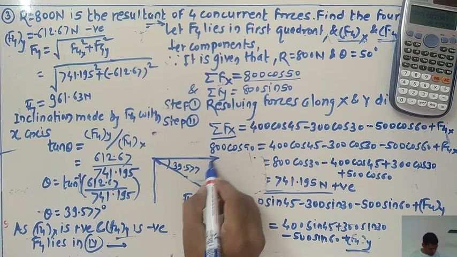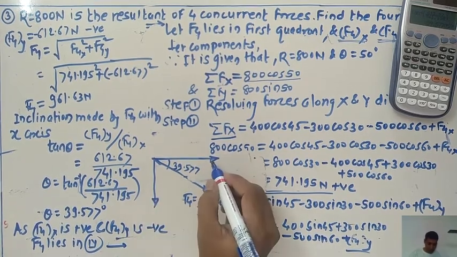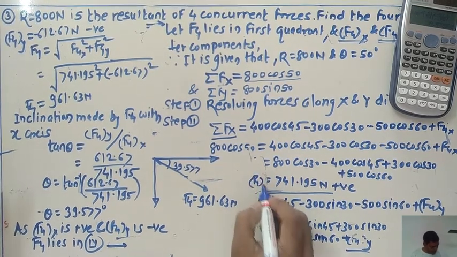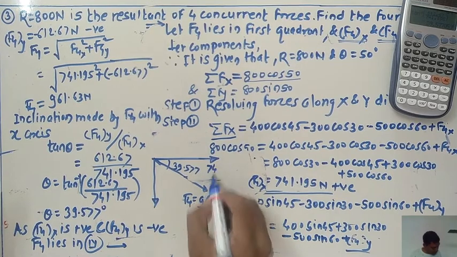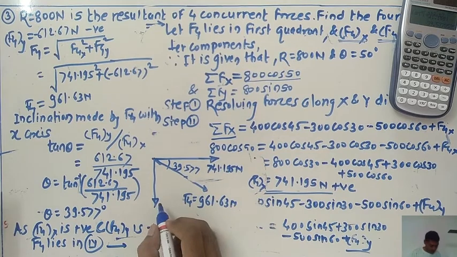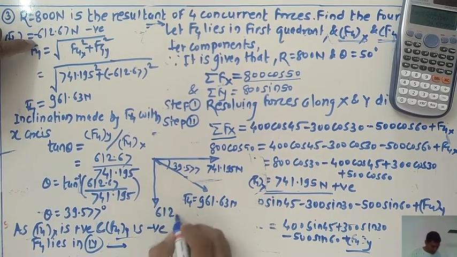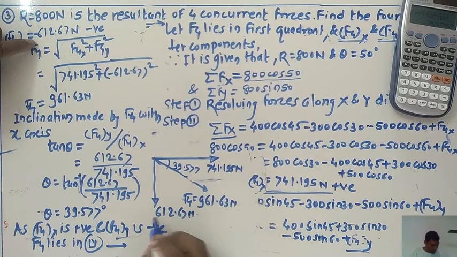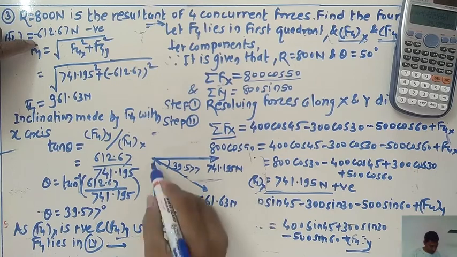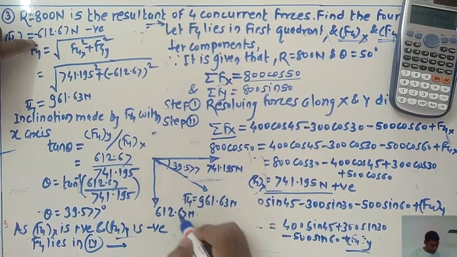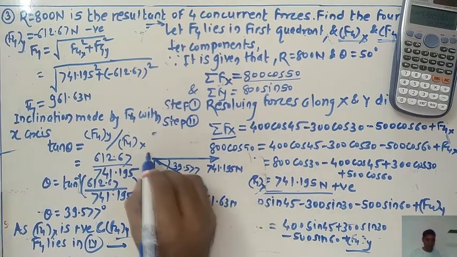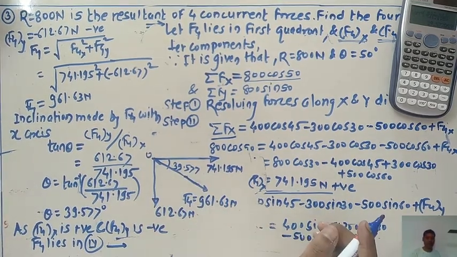The component along the horizontal direction, F4x, is 741.195 Newton. The vertical component is 612.67 Newton. It is not necessary to give the minus sign here, because this already shows the vertical downward direction, which indicates the negative sign. I hope this concept is clear to you. This problem is clear to you. We'll stop here.